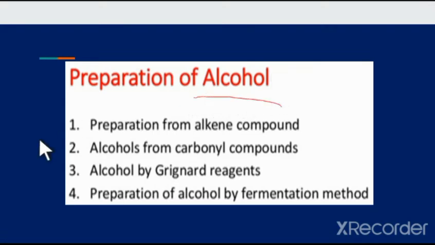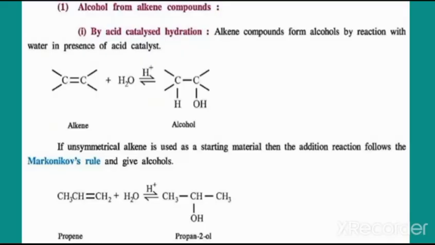Alcohols can be mainly prepared by four methods. First one is from alkenes to alcohols. Second one is from carbonyl compounds to alcohols, third one is from Grignard reagent to alcohols, and the fourth method is fermentation, by the fermentation of different kinds of substances. In that case we can get the alcohols.